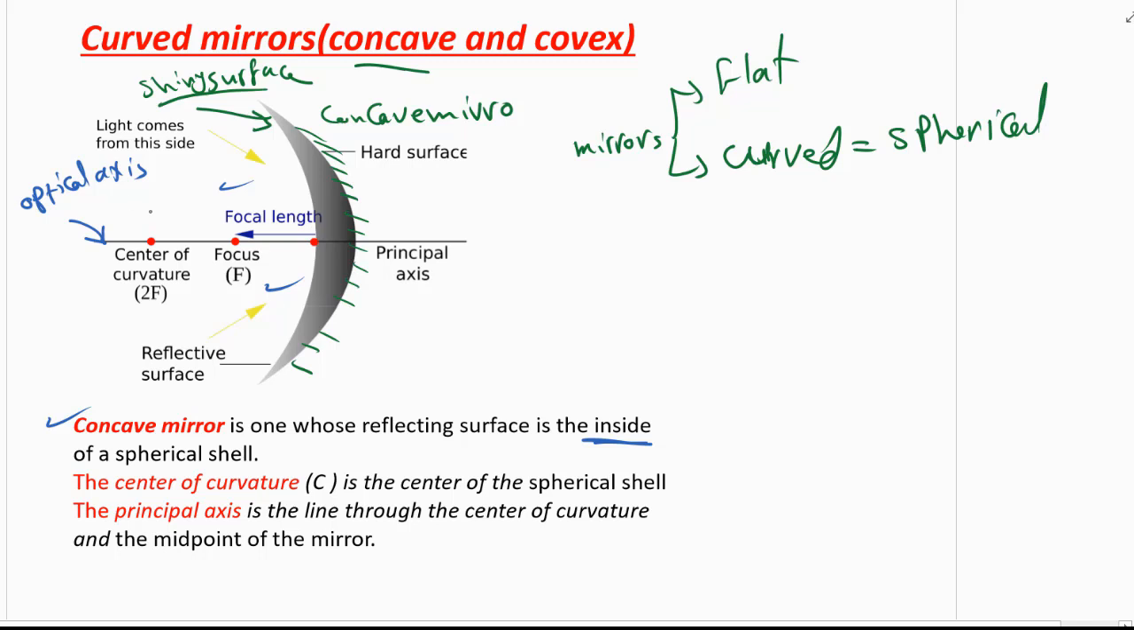Okay, so this is called the optical axis, and in some books it is called the principal axis. So it's called the optical axis or principal axis. As you can see here, this mirror is a part of a sphere.